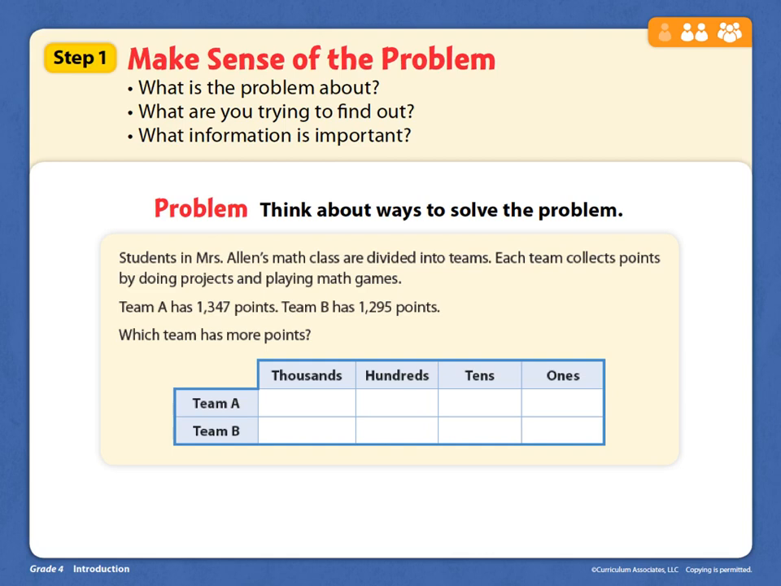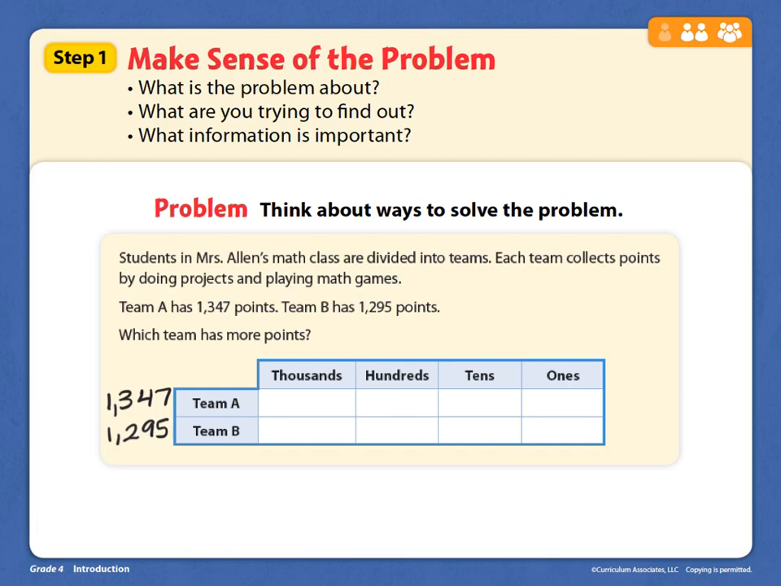So let's look at this first example problem. Students in Mrs. Allen's math class are divided into teams. Each team collects points by doing projects and playing math games. Team A has 1,347 points. And Team B has 1,295 points. Which team has more points?